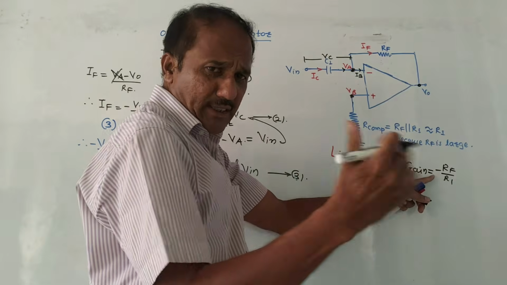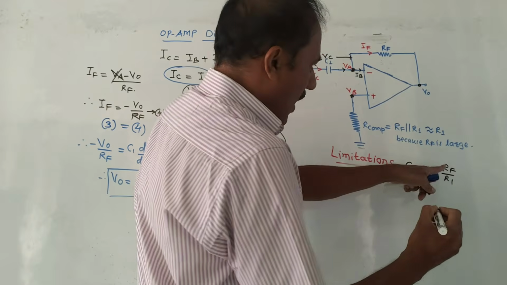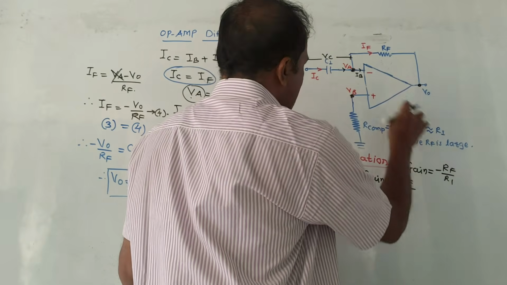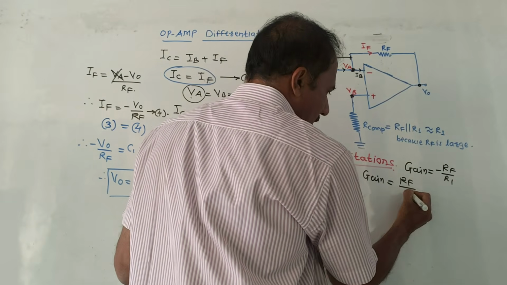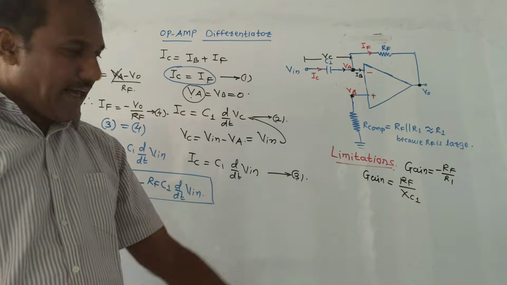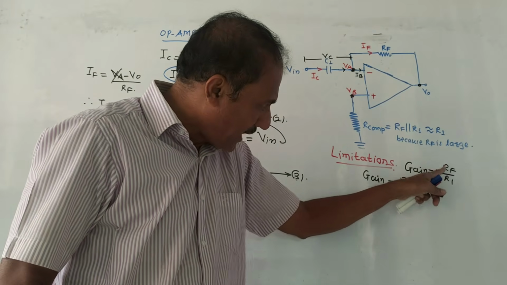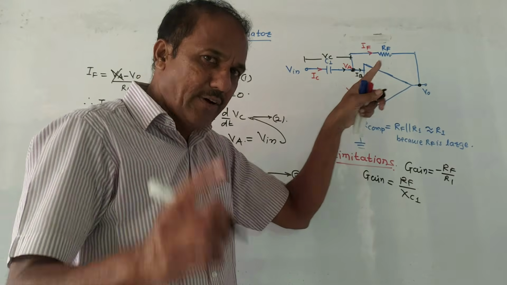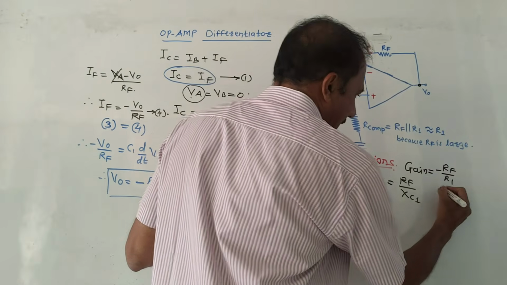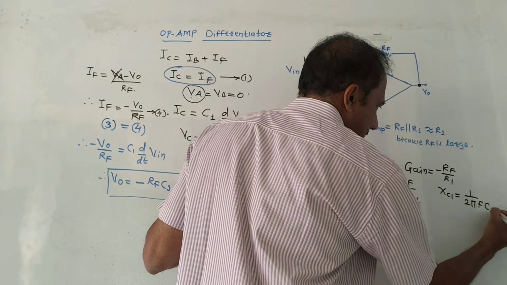Let us skip negative sign just for the simplicity. In this case, gain can be written as, देखो RF as it is a negative sign में consider नहीं कर रहा हूँ, so this is RF. In place of R1 we have C1, so it is RF upon reactance of C1, that is XC1. X stands for reactance of capacitor. So this is gain is RF upon R1. In place of R1 we have connected C1. That means we have to consider reactance of C1, that is XC1. And we know that XC1 is 1 by 2 pi FC1.